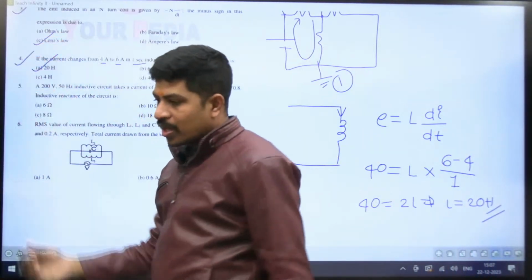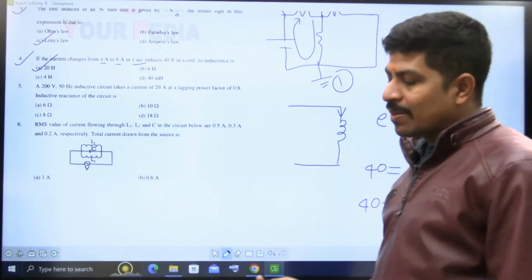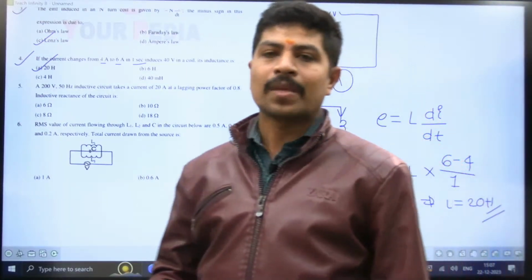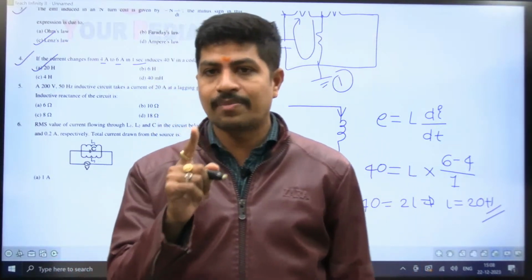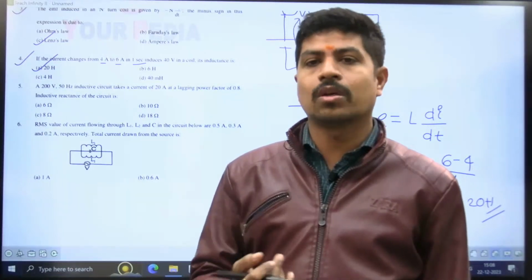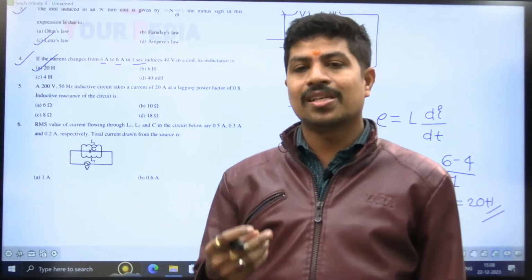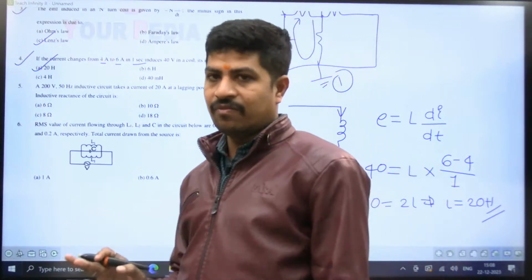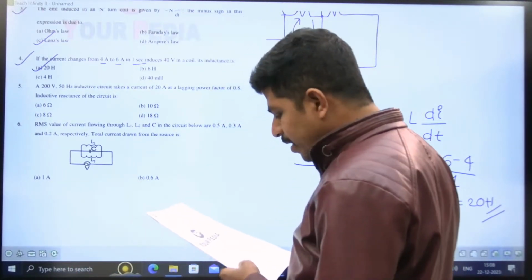You can expect at least one question in your HPCL examination from this inductance calculation, either self-inductance or mutual inductance, right? At least one question, I'm saying. Sometimes it may be possible to get more than one, two questions also. But at least one question you'll find in the entire HPCL electrical paper from these self or mutual inductance calculation formulas, right?